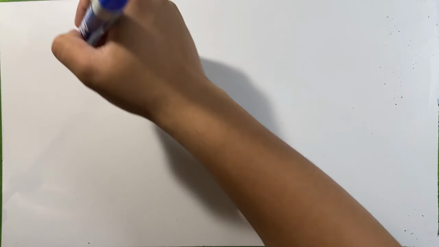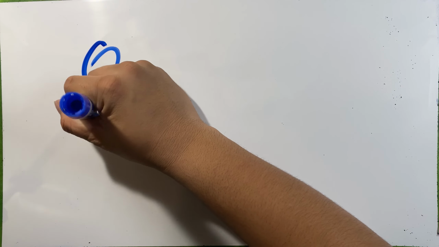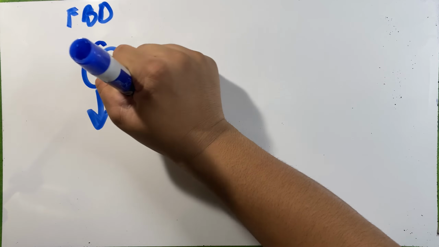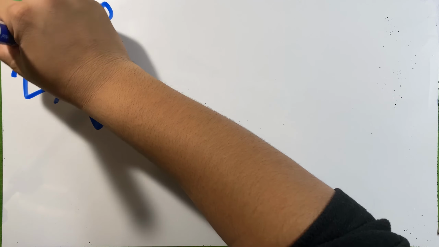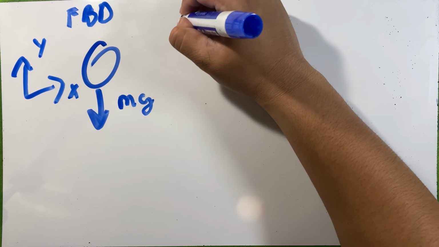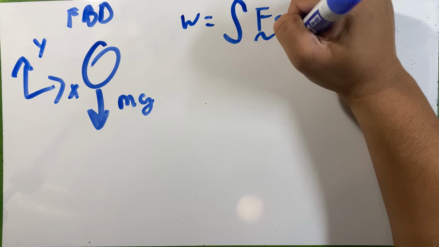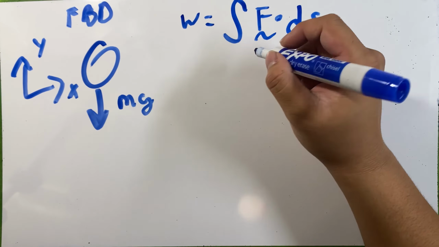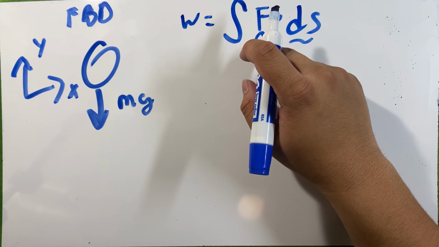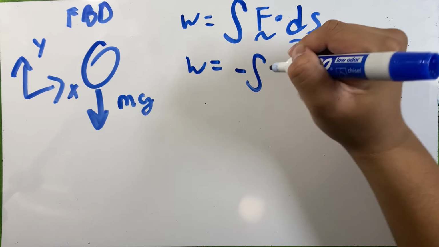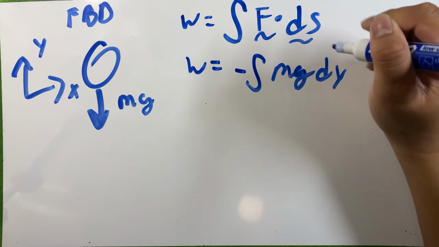So let's look at the main types of energy, or potential energy, you'll be seeing. First, gravity. Here's the free body diagram of a ball falling. Okay, so let's find the work here. The work is equal to the integral of the force dotted with ds. Well, ds is just going to be dy, but this force is not going in the y direction. It's going in the negative y direction, so it's going to be negative integral of mg dy.